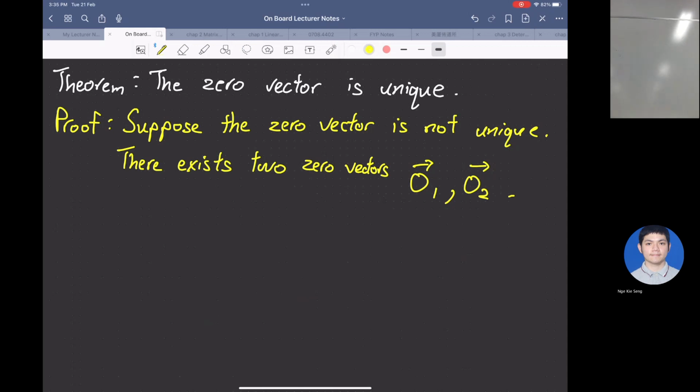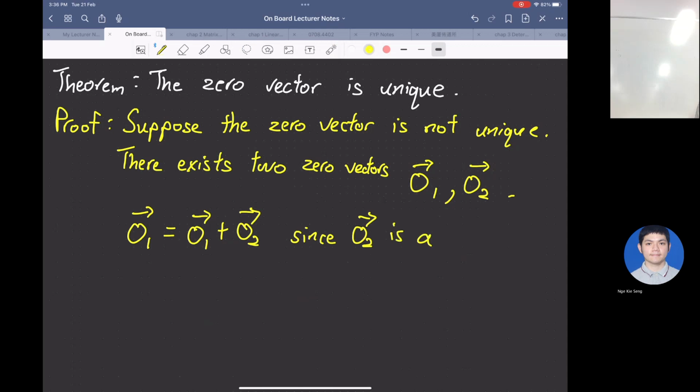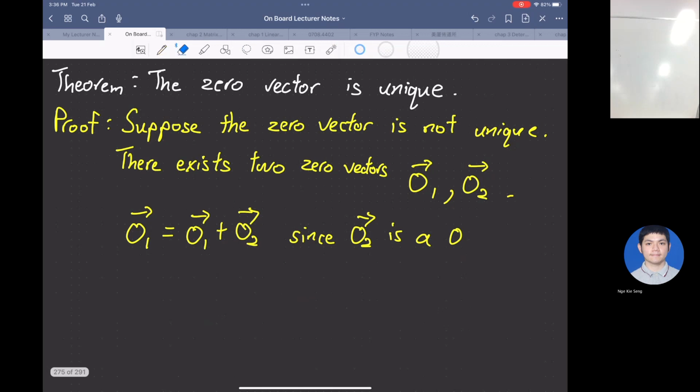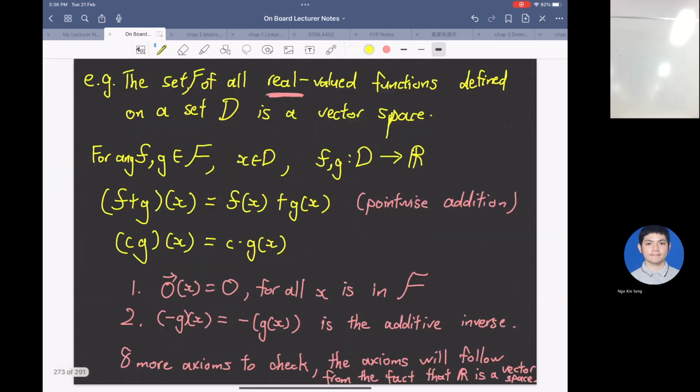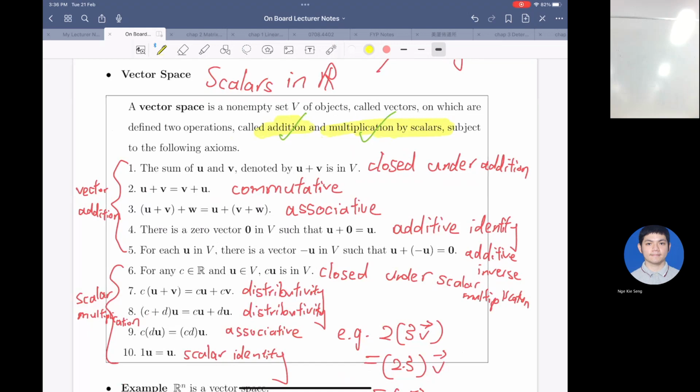So how do we play around with it? We start with 0_1. 0_1 is equal to 0_1 plus 0_2, since 0_2 is a zero vector. Still remember the condition on 0? It's better that you have this table with you now, so you can check what I say. If you have a 0, that means u plus 0 is u. So you add the 0_2 on the right hand side.